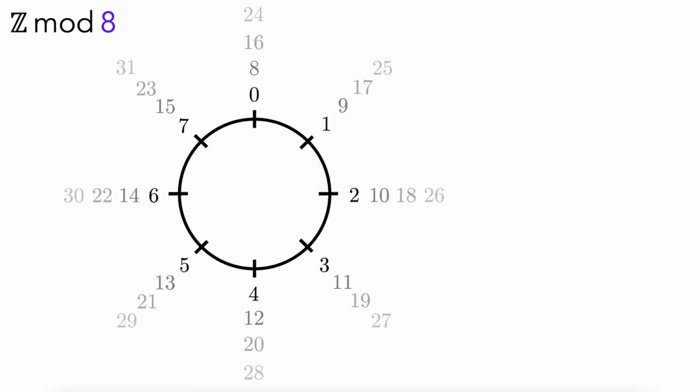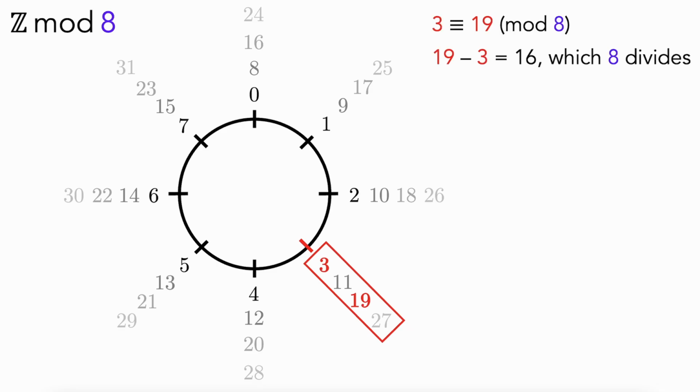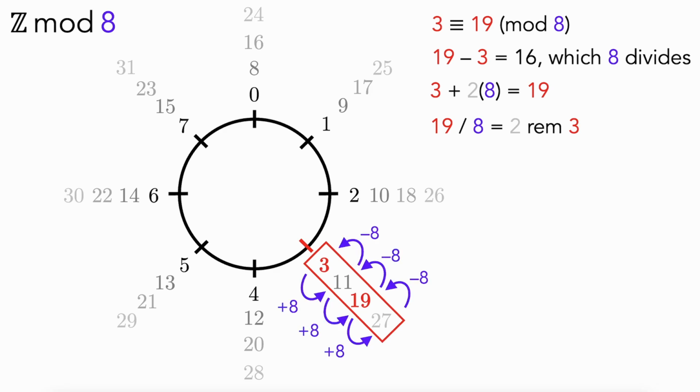Look at the congruence class that 3 is in. We see visually that 3 and 19 are congruent mod 8. You can show this mathematically by subtracting 3 from 19, which gives you 16, which the modulus 8 divides. Alternatively, you can add some multiple of 8 to 3 to get 19. And finally, dividing 19 by 8 gives you a remainder of 3. These facts are essentially just different ways of saying that you can start at any number in a congruence class and get to all the other ones by either adding or subtracting the modulus from it.